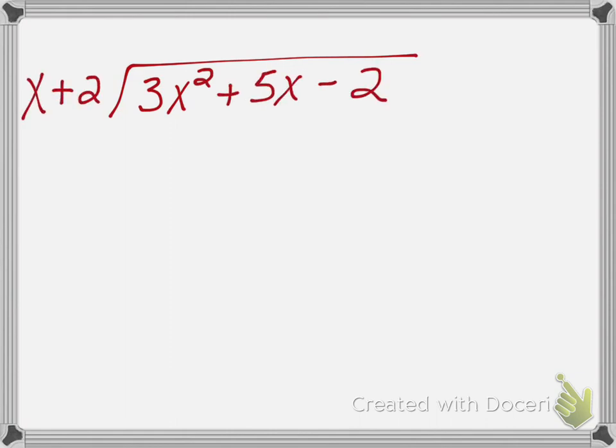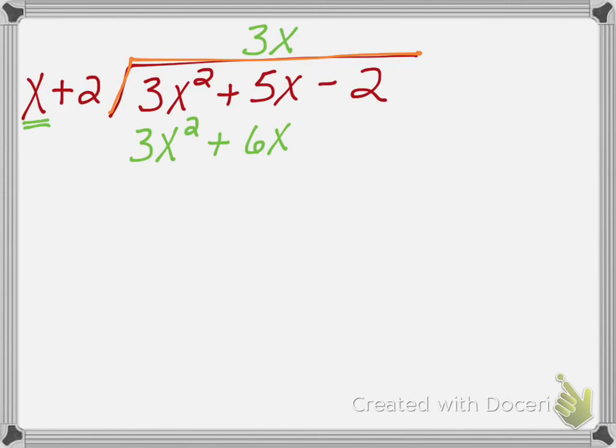So to do polynomial division, inside the division sign, I write 3x squared plus 5x minus 2. And on the outside, I write x plus 2. And to do division, I only have to look at my leading terms. So how many times does x go into 3x squared? It goes in 3x times.